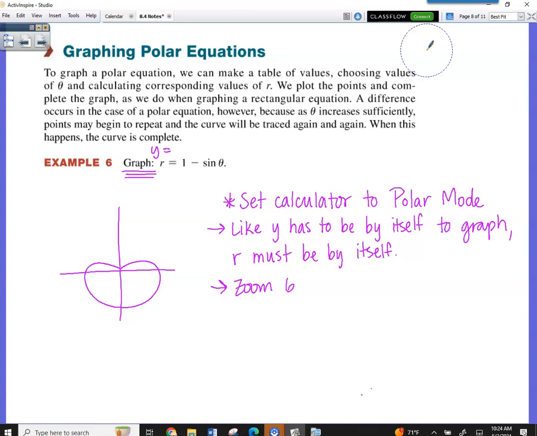Y equals is how you get to where you type it in. You don't type the R. The R equals is just like the Y equals. You don't type that. You type the right side. And that's the X button.